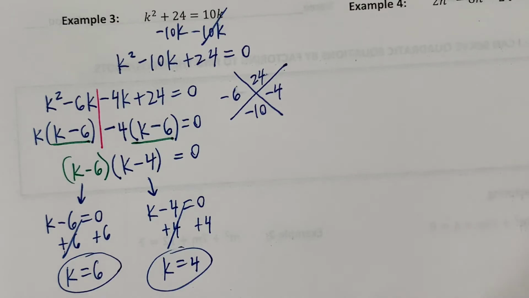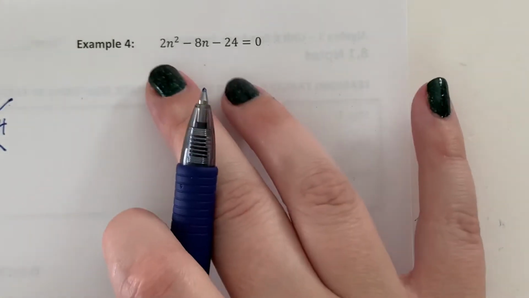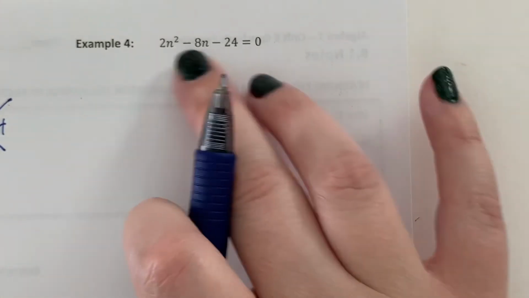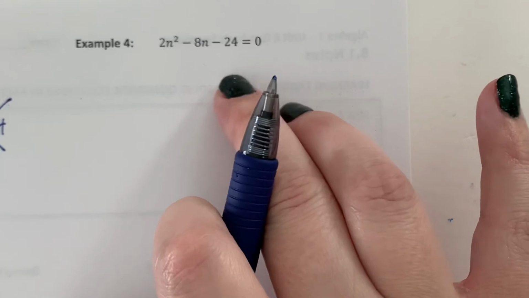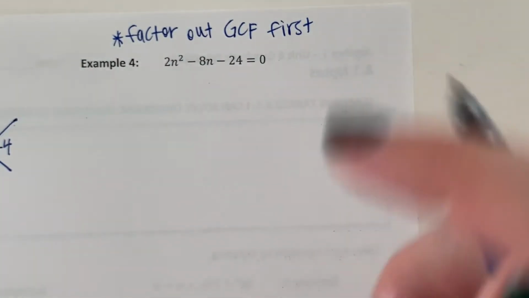Very last example. Example 4 is in standard form. Right away, I'm noticing all these numbers are even, so on this one I can factor out a GCF. I'll make a note: on this one, factor out the GCF first. If you can do that, that's always your step 1, don't forget. So I can pull out a 2.